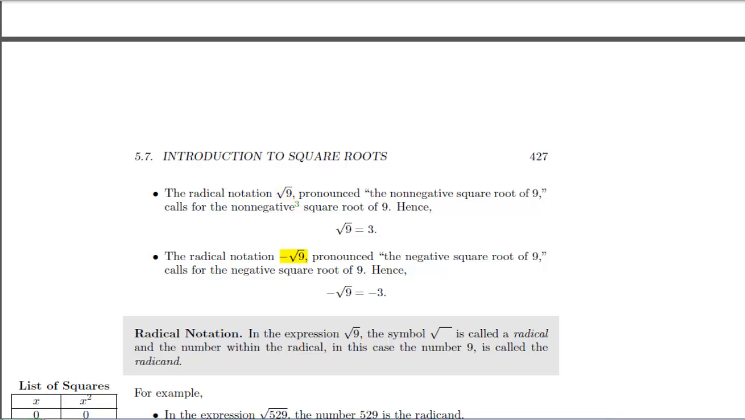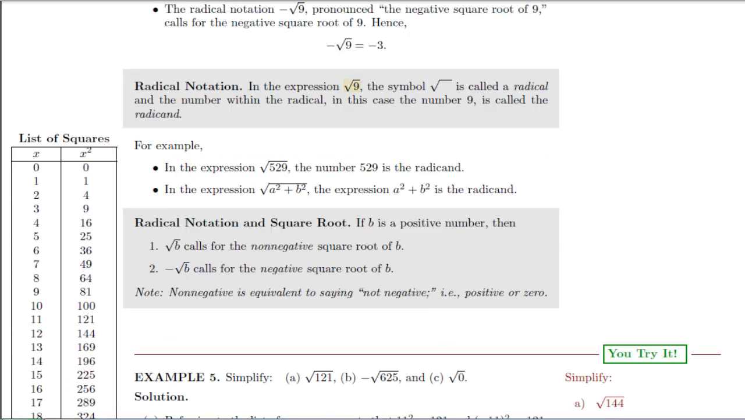The radical notation, pronounced the negative square root of 9, calls for the negative square root of 9. Hence, the negative square root of 9 equals negative 3. Radical notation. In the expression, the symbol is called a radical, and the number within the radical, in this case the number 9, is called the radicand. For example, in the expression non-negative square root of 529, the number 529 is the radicand.